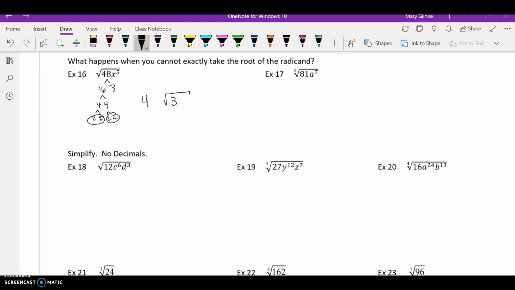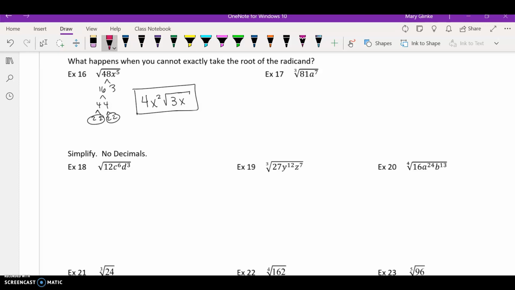And so with your x's, the same type of thing is going to happen here. You have 5 x's, so there's 2 pairs with 1 x left behind. I don't need an absolute value because while this is an even index, it's an odd inside the square root, so we can just leave our answer as this.